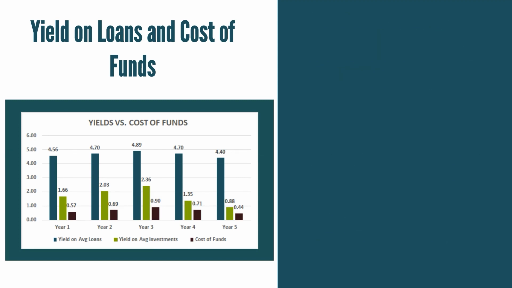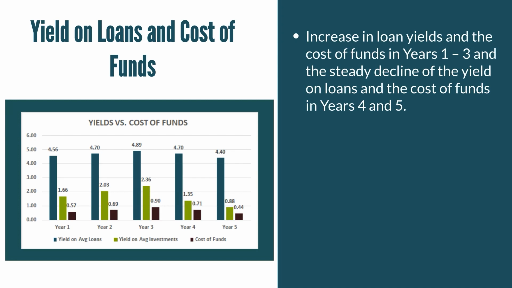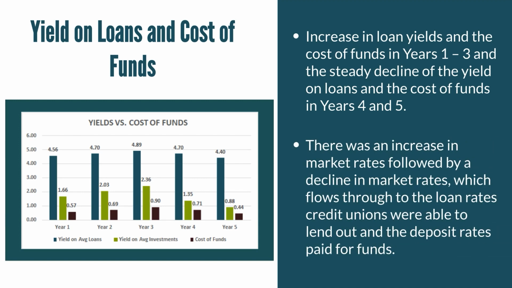During the time period on the graph, it is easy to see an increase in loan yields and the cost of funds in years 1 through 3, and the steady decline of the yield on loans and the cost of funds in years 4 and 5. Within that time period, there was an increase in the market rates followed by a decline in market rates, which flows through to the loan rates credit unions were able to lend out and the deposit rates paid for funds.